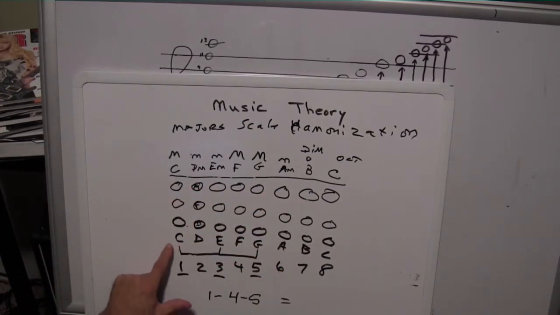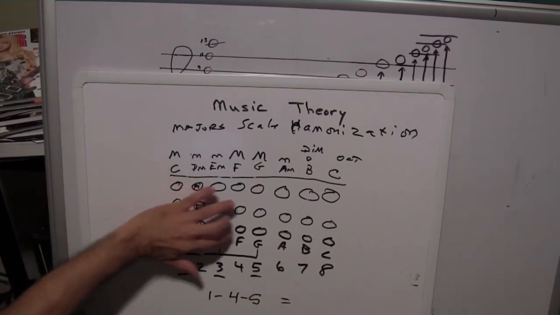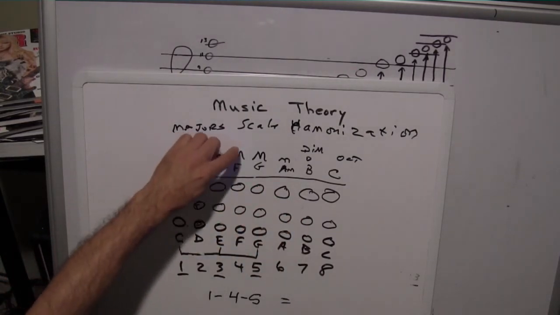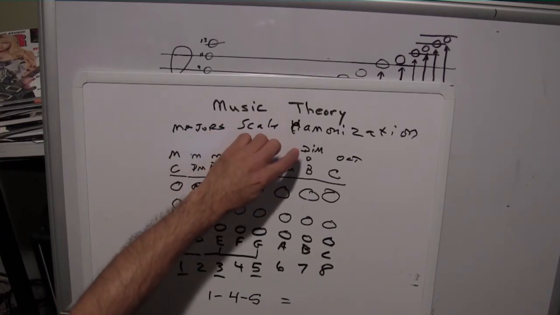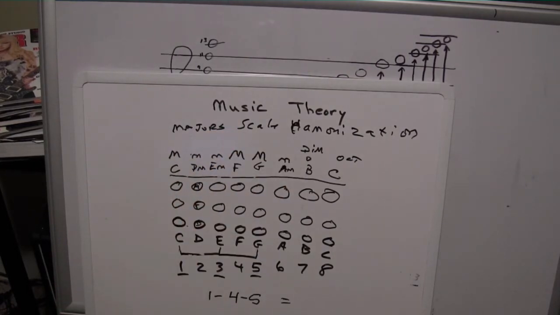No matter what letter we start with, or I should say key, because you can do a D, A, B, C, D, E, F, G, and if you put a D there and stack thirds, it's going to be major, minor, minor, major, major, minor, and diminished. Okay, and so that's basically how music works.